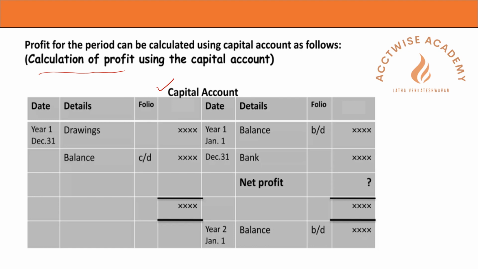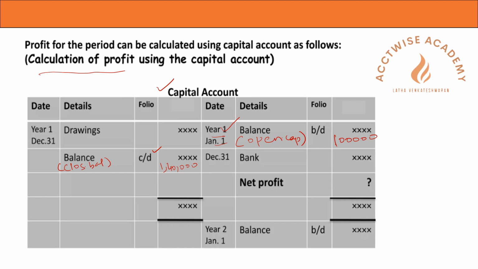So here by balance brought down, year 1, January 1, that becomes our opening capital. Our opening capital in the example was 1 lakh. So we write 1 lakh here. Then we saw the closing balance. Closing balance will be on the debit side. So this becomes our closing balance, to balance carried down. It was 1,40,000. We write it on the debit side.